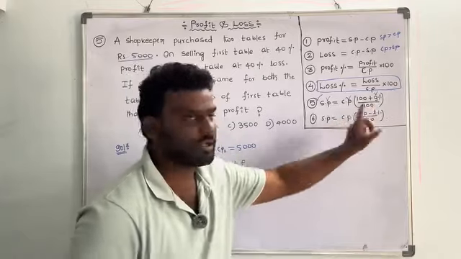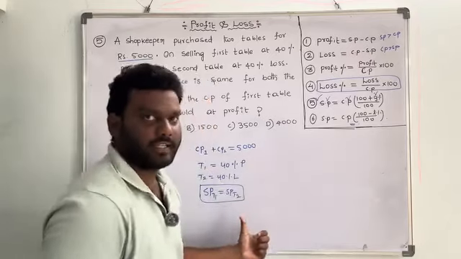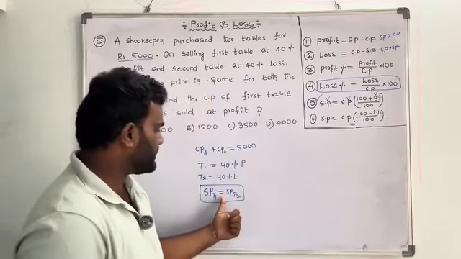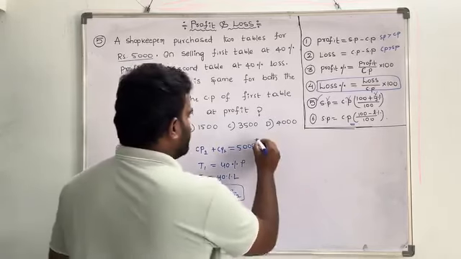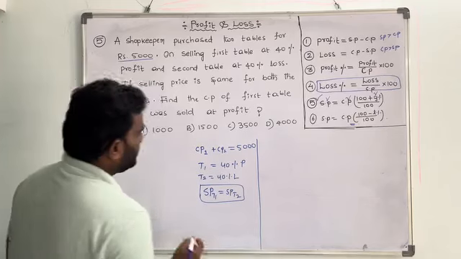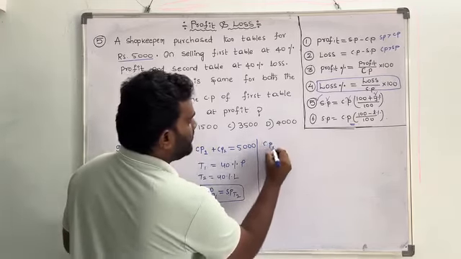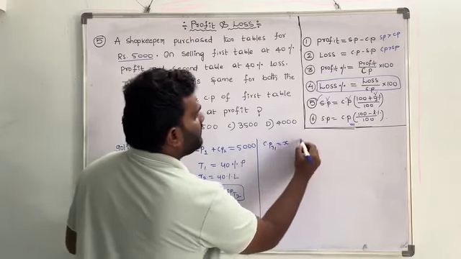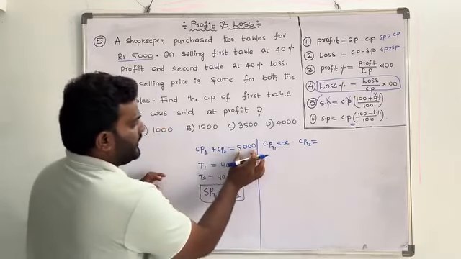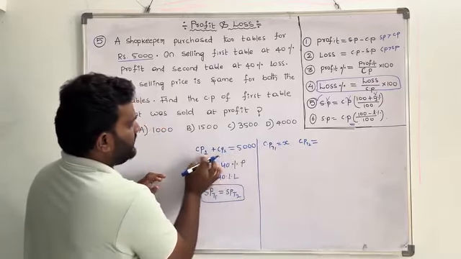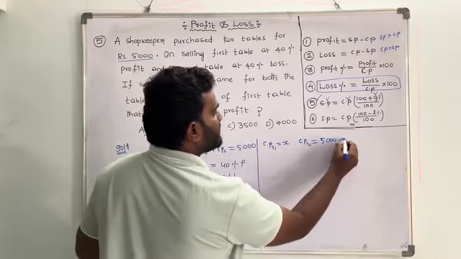Whenever the gain percent and loss percent is given, we have to utilize those two formulas, and we need to get the cost price by using these conditions. Selling price of table 1 will be equal to selling price of table 2. I will show you how to solve. See here, let me assume that cost price of table 1 equal to x, and what will be the cost price of table 2 ultimately remaining. So in the 5,000, cost price of table 1 is x, cost price of table 2 will be 5,000 minus x, right? 5,000 minus x, remaining amount.